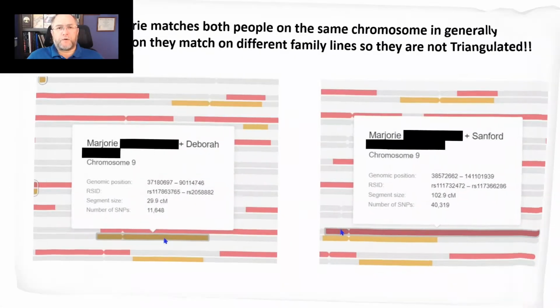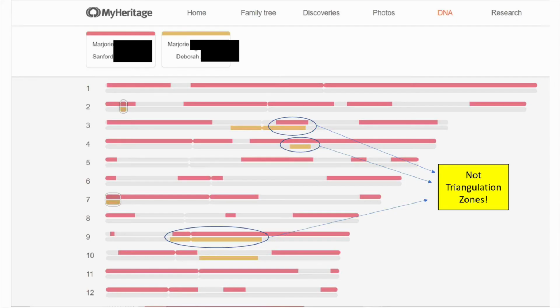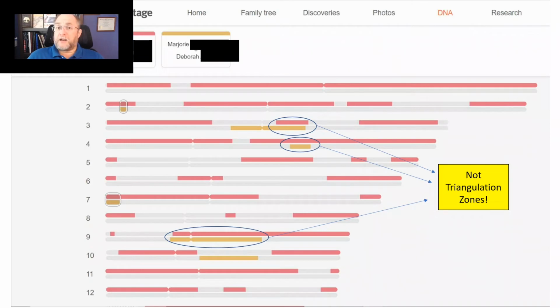Going back to this, we're going to go to the next slide in the conclusion. Not all matches are triangulated to other matches. Just because two matches are in the same general location on the chromosome does not make them the same lineage. And that's what I was pointing out here on this slide. They have DNA in the same general area, but they're not triangulation zones.